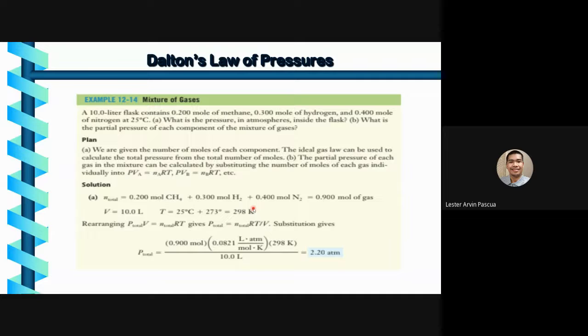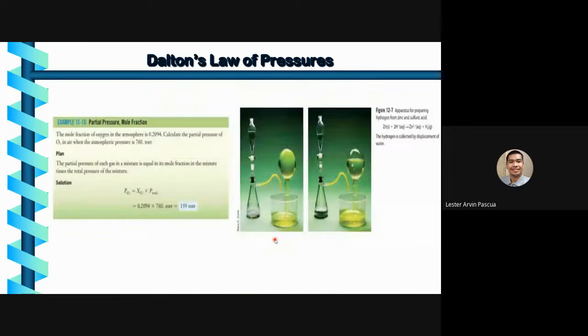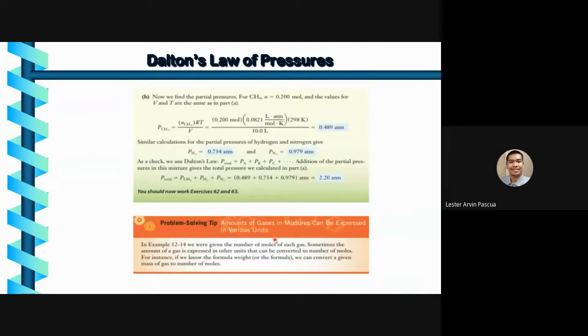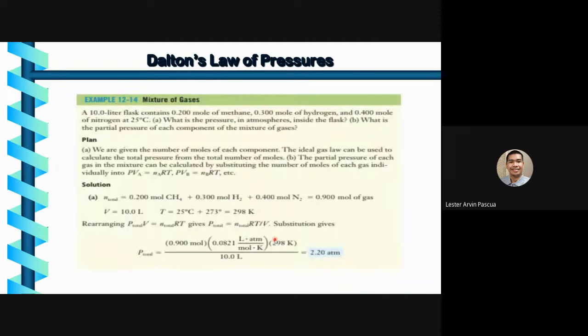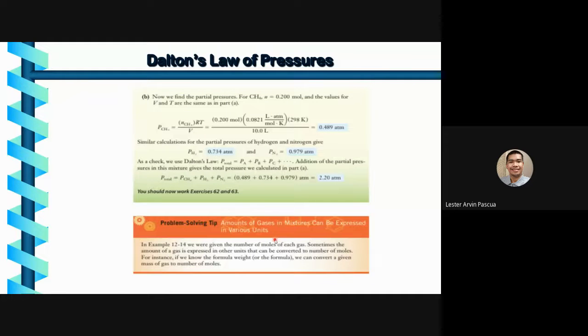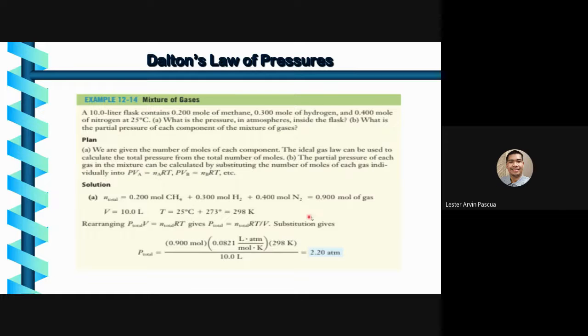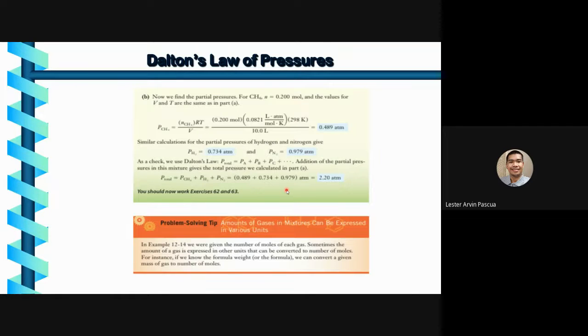And itong slide na to is just showing you an application of that. Okay? Sure, tapos ayan, medyo complicated pala to. Yan. So yeah, you just plug in. Ang ginawa niya lang is ginamit niya yung PV and RT to first determine yung pressure ng bawat component, and then pinag-add niya lang to get a total pressure.